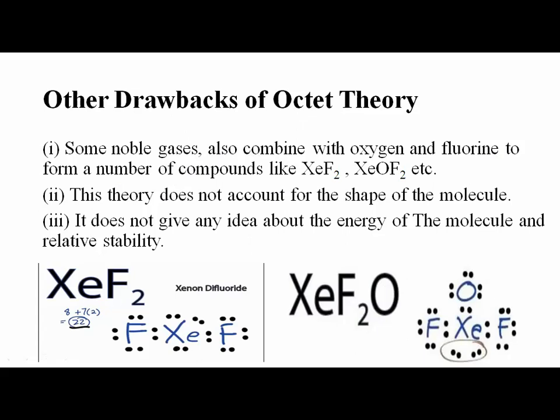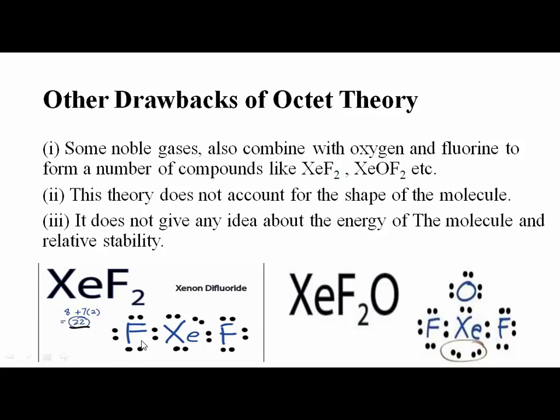Their valency is entirely 0. But some noble gases like xenon combine with oxygen and fluorine, reactive non-metals, to form a number of compounds. Some of the compounds are shown here. XeF2 it can form, and XeOF2 it can form. You can see here.